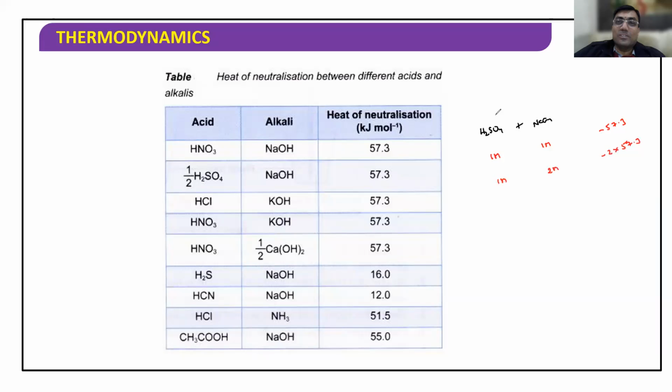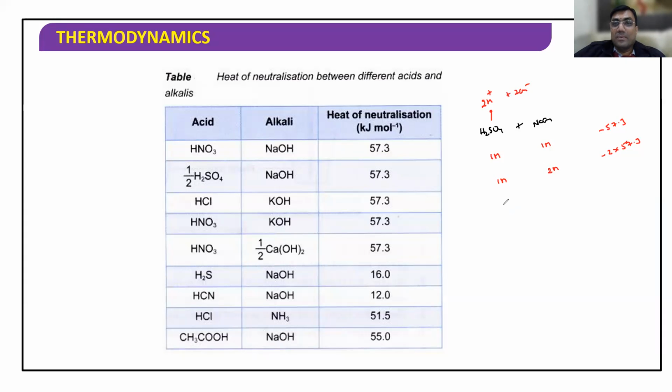I didn't get this point. Because 1 H2SO4 is giving 2 H plus, no? Here, 2 NaOH is given, so it has 2 OH minus. Clear or not?